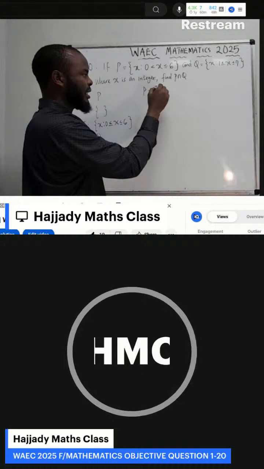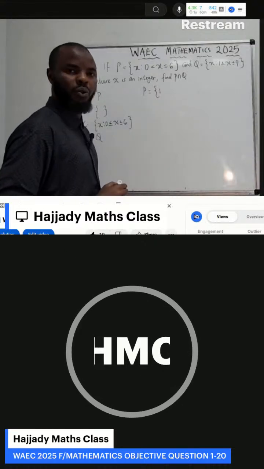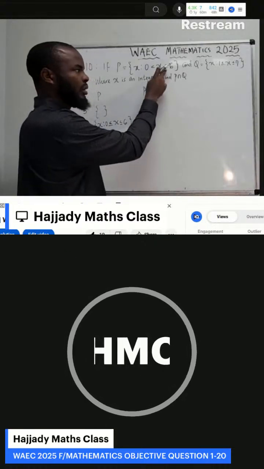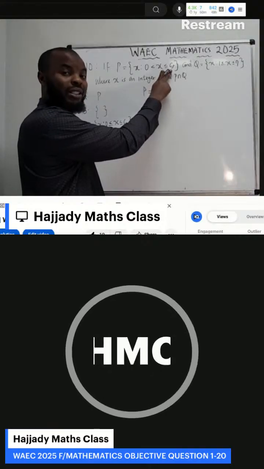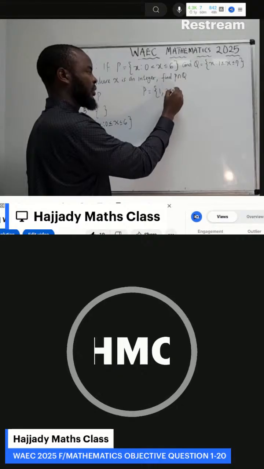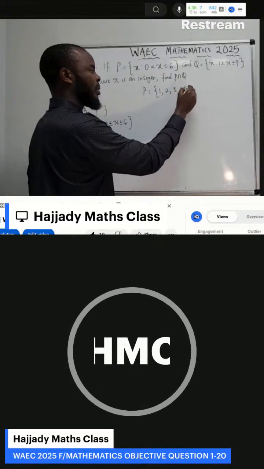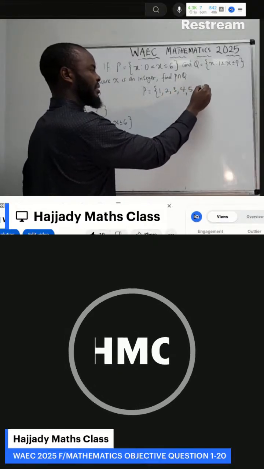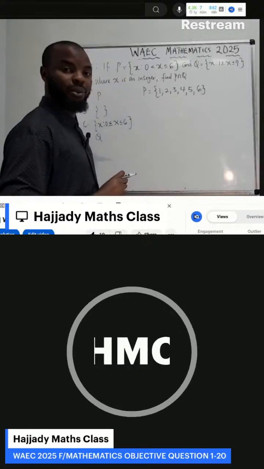That is, the value of X starts from a value greater than 0, which is 1, 2, less than or equal to 6. That means 6 is inclusive. So we have 2, 3, 4, 5, and 6. These are the elements of P.